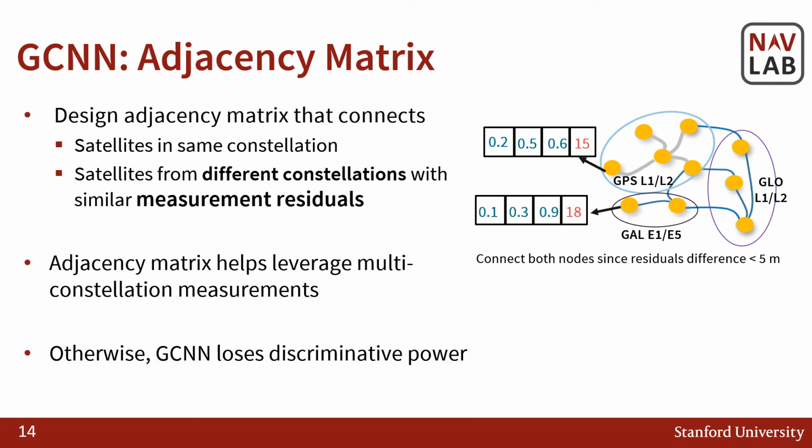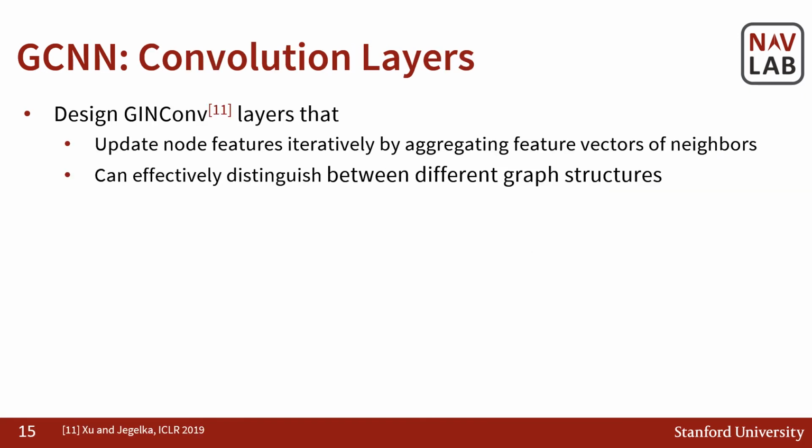And this is important because the design of the adjacency matrix helps leverage multi-constellation measurements. Otherwise, the GCNN ends up being a fully connected network and loses discriminative power, or the ability to distinguish between different graph structures. Here is a sample adjacency matrix for the entire cluster.